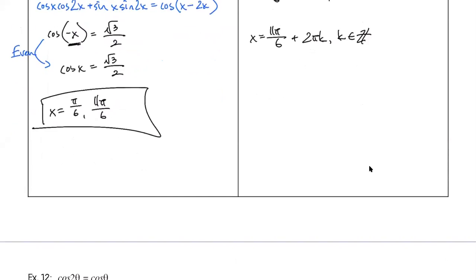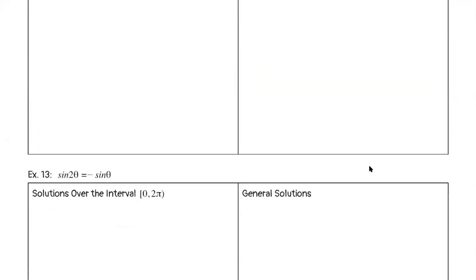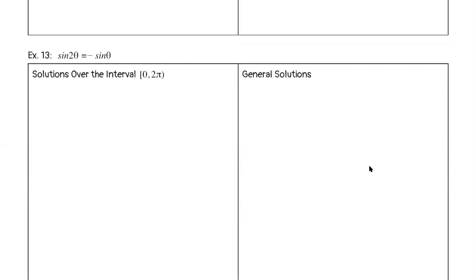So then there's two more flavors that I want us to be aware of, okay? We've got example 12 here, which has cosine of 2 theta equals cosine theta, all right? And then example 13, we have sine of 2 theta equals negative sine of theta.